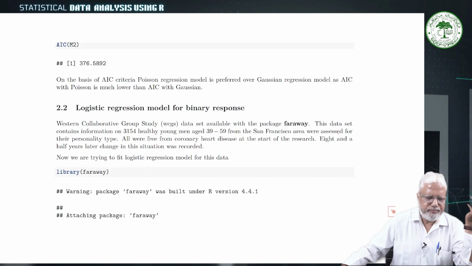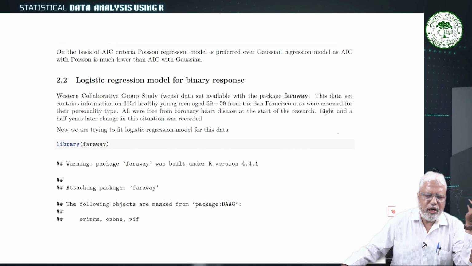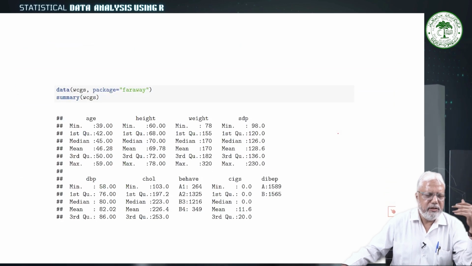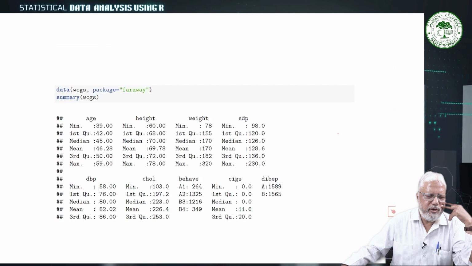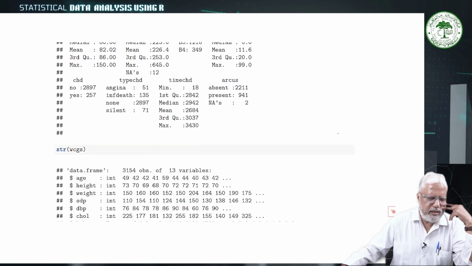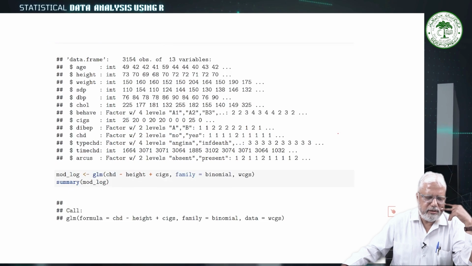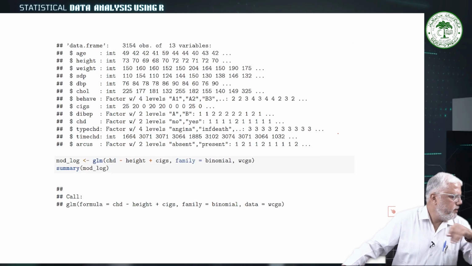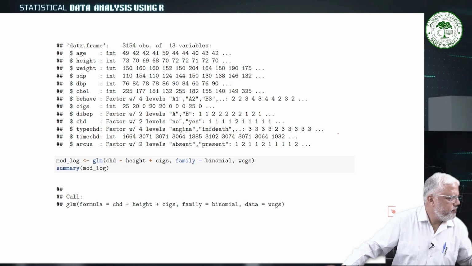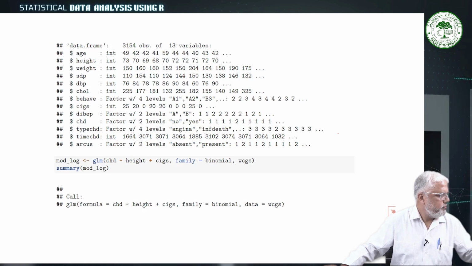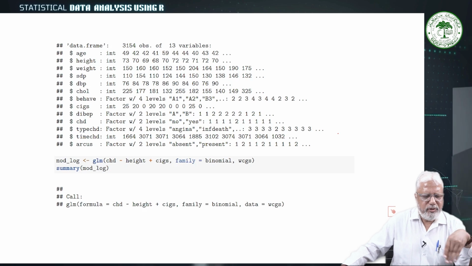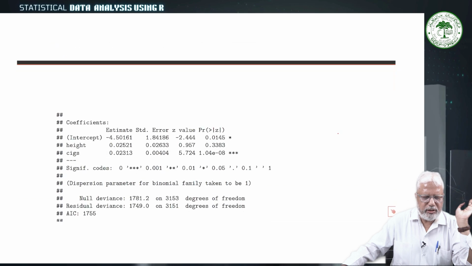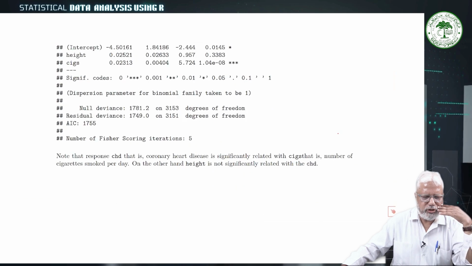Similarly, we can talk of the logistic regression model for binary data. Here we have taken the data WCGS from the faraway package by Julian Faraway. There is a great book by Julian Faraway, Linear Models with R. Here we again use glm, and we have got the results, and these are the interpretations.